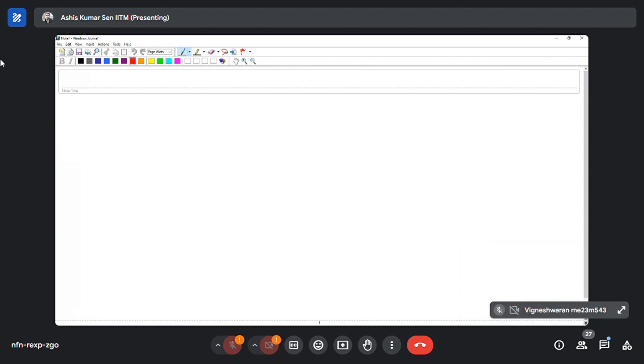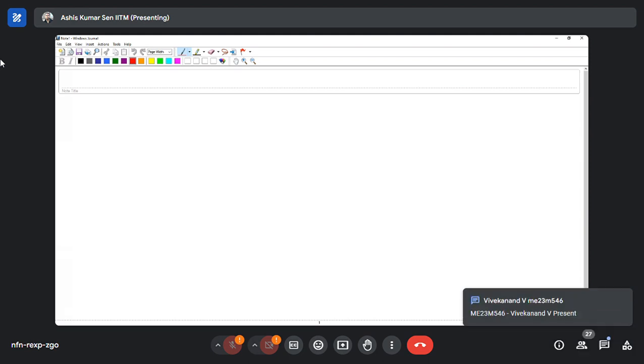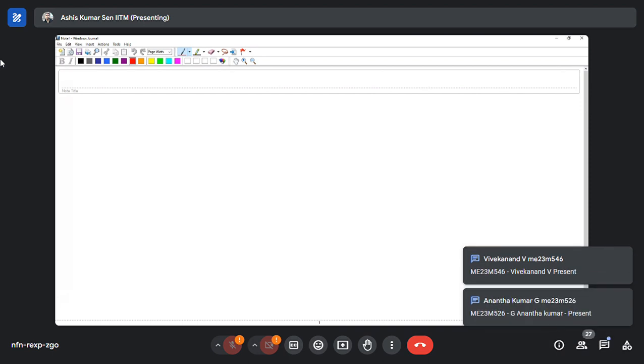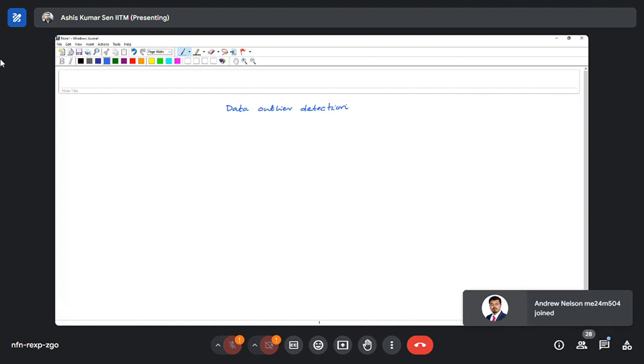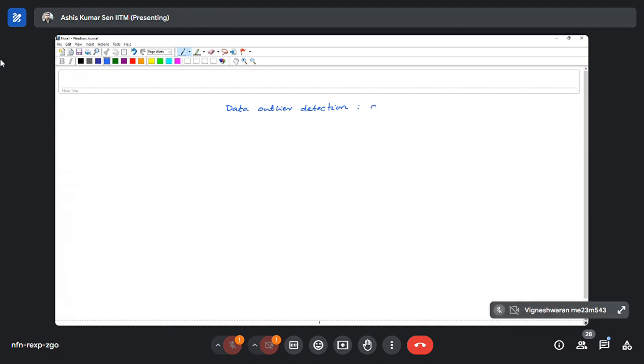So today, as said, we would talk about how we can detect outliers in a data set. Data outlier detection. And the criterion that we would be using is called Sauvener's criterion.